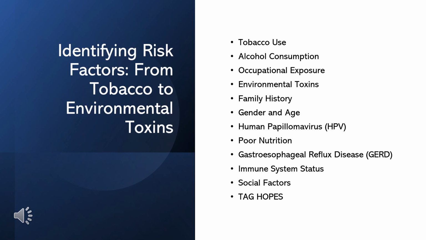HPV infection is an increasing concern, especially with oropharyngeal cancers. While the larynx is not as commonly affected, it's worth noting any history of HPV or related cancers. Let's remember that with poor nutrition, a lack of vitamins and antioxidants found in fruits and vegetables can make tissues more susceptible to cancer. Long term irritation from stomach acid can contribute to cancer risk. If a patient reports chronic heartburn or has been diagnosed with GERD, keep an eye out for other symptoms. Immunocompromised patients are at higher risk. This includes those with HIV and AIDS or those receiving medications that suppress the immune system.